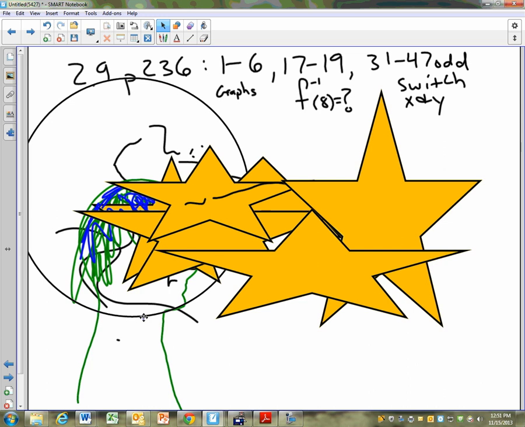So, 1 through 6, all it is graphs. You're just using the vertical line test and the horizontal line test to see whether or not it's 1-to-1. So those go by really quick. 17 through 19 is just that F inverse of 8, like what is it? Those should be pretty quick too. Then 31 through 47 odd, you'll switch the X and Y and find the inverses. I do have 1 or 2 problems on that from 31 to 47 that are like the last problem we just did, where you got to think about restricting the domain. If you don't get it the first time, that's fine. You might have to look at it a couple times, so on and so forth.